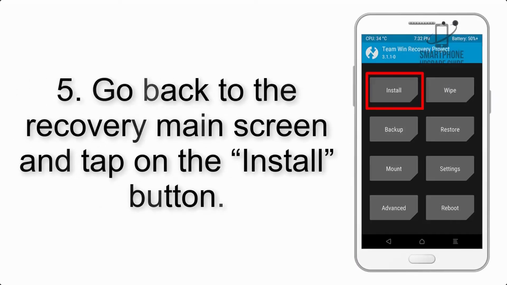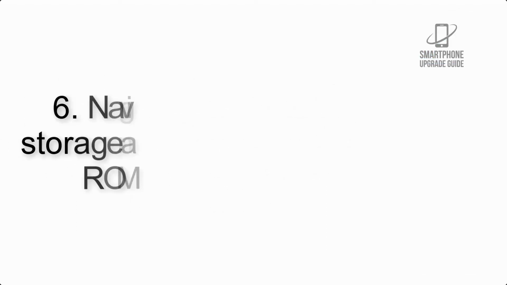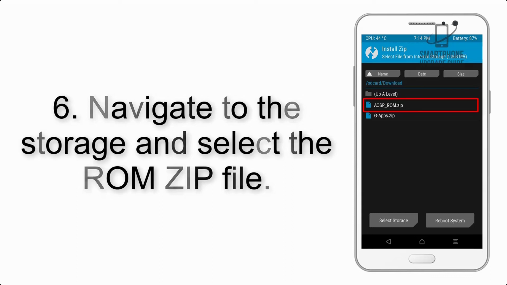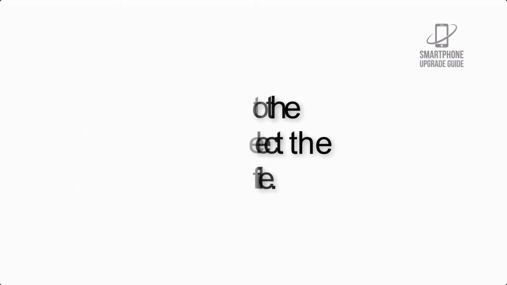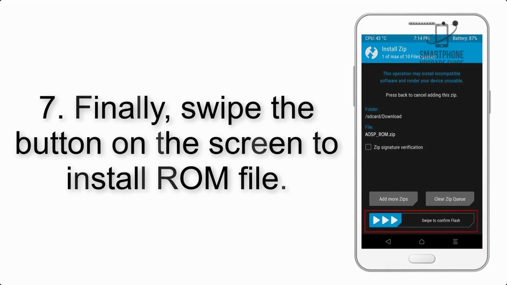Step 5. Go back to the recovery main screen and tap on the Install button. Step 6. Navigate to the storage and select the ROM zip file. Step 7. Finally, swipe the button on the screen to install ROM file.